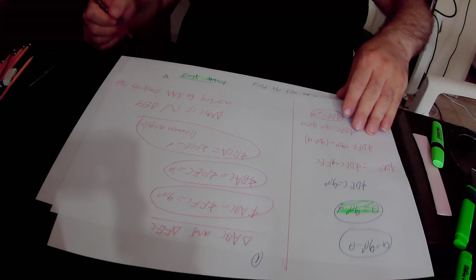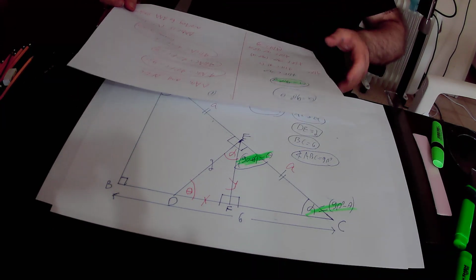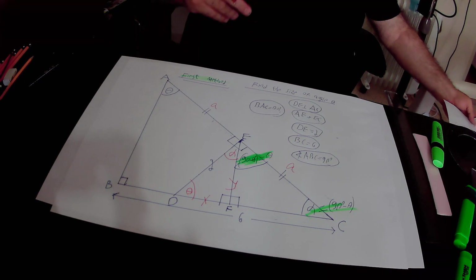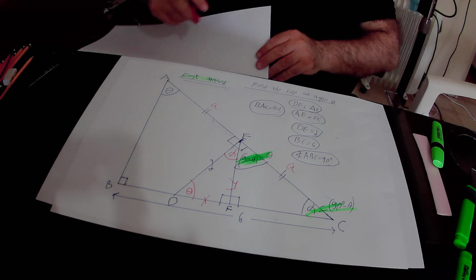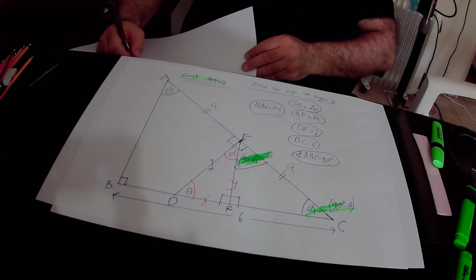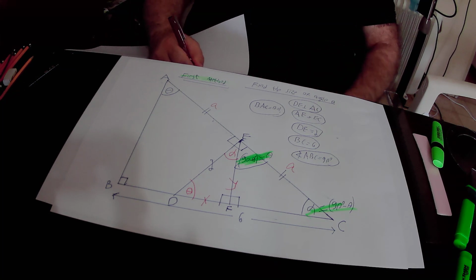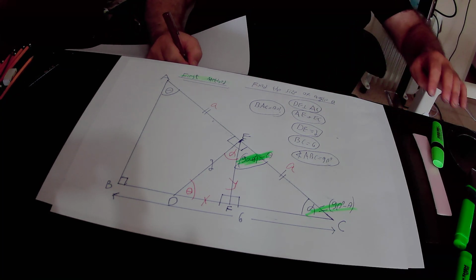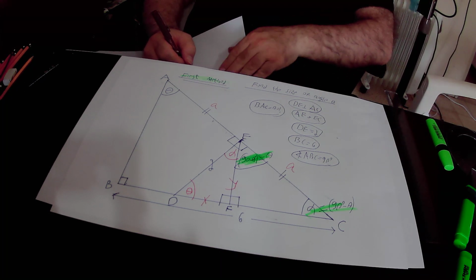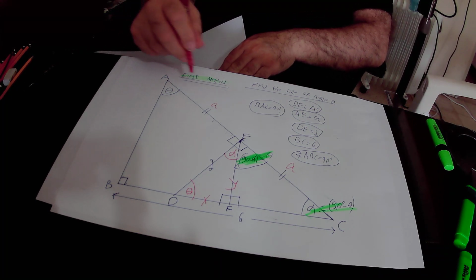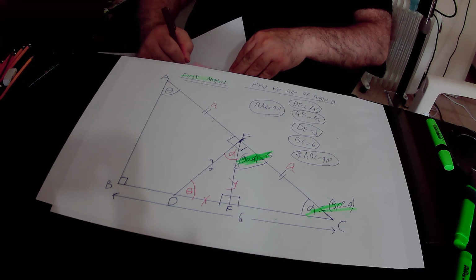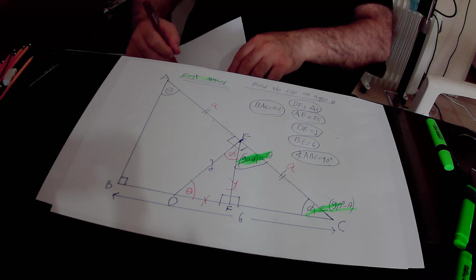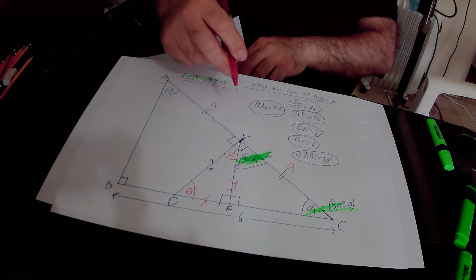Okay? And from the fact that triangle ABC is similar to triangle EFC, we will conclude, therefore, hence, AB over AC in the right triangle ABC is equal to EF over EC in the right triangle EFC.